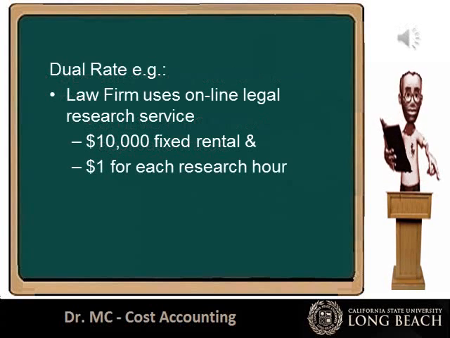For example, assume that a law firm with two production departments uses an online research service like Lexis. The service costs $20,000 and $1 for every hour spent online. The law firm could allocate the cost of the research service by charging each production department $10,000 plus $1 for each hour used.